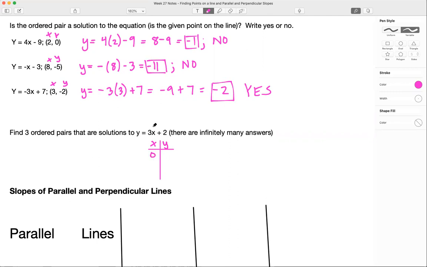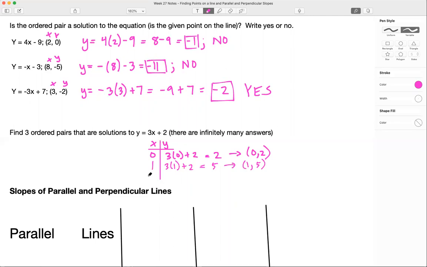So what happens when we plug in 0 for x? What do we get out for y? Input 0, what's the output? We get 3 times 0 plus 2 equals 2. So that point would be (0, 2). How about another one? Let's try 1. So 3 times 1 plus 2 equals 3 plus 2, which is 5. Therefore, our point is (1, 5). These are both points on this line.